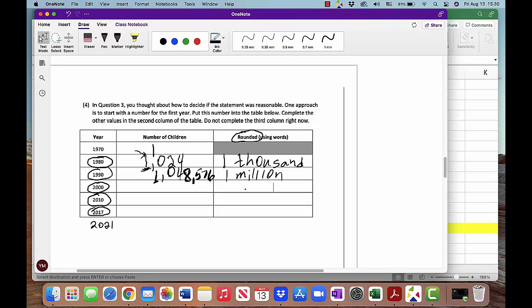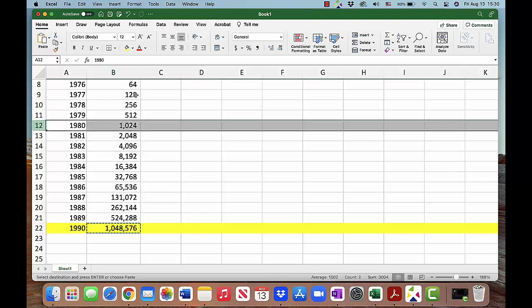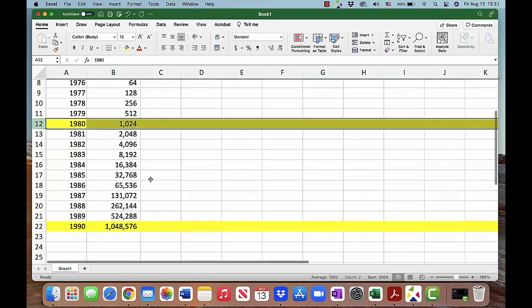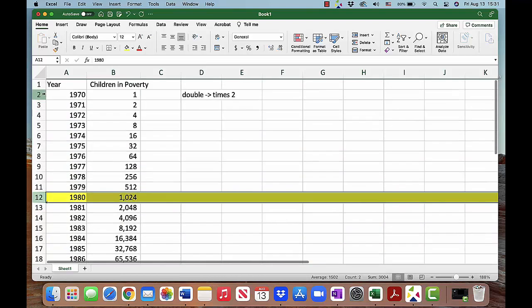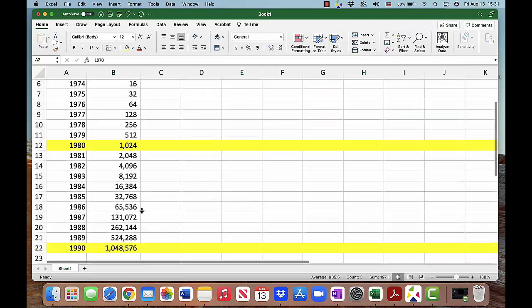All right, so now let's go and talk about the kind of pattern that's going on right here. Let's explore this more. Of course, it's okay on Excel. It's not a big deal for us to just extend it and go all the way to the year 2017, 2021, whatever year you want to go. But I also would like to explore some mathematical features here. So here I got the starting value, which is 1. Then I got 1980, it was already 1,024, and 1990 is already 1,048,576.